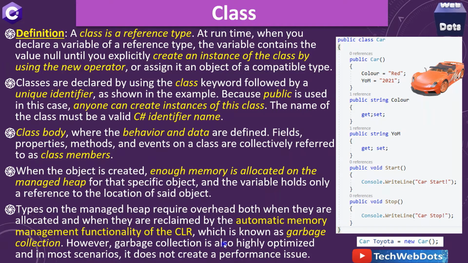However, garbage collection is also highly optimized, and in most scenarios it does not create a performance issue. Automatic memory management is done by the garbage collector, which is a part of the CLR. Let me show you this example in Visual Studio.